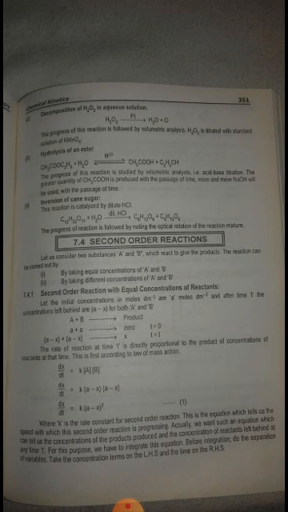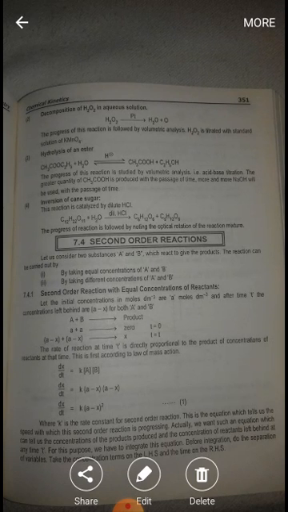So the rate of reaction at the given time t is directly proportional to the product of the concentrations of the remaining reactants at that time. So we can write the law of mass action as dx over dt is equal to k a into b. The amount of A is the same, a minus x, and the amount of B is also a minus x. So dx over dt is equal to k into a minus x whole square. Here k is the rate constant, as you know. This equation tells us the speed of the second order reaction, how the second order reaction is going to progress.